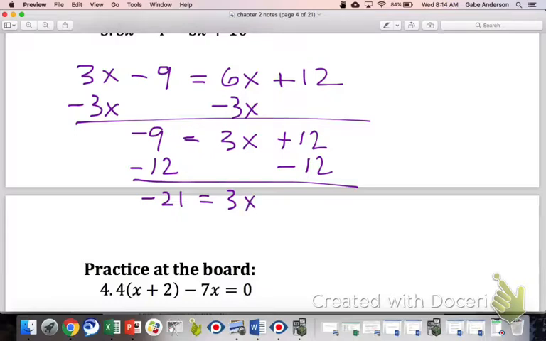And my final step would be to try to get rid of the 3, and I could do that by doing what? Dividing. That's right. So divide by 3, divide by 3. I end up with x is equal to, bless you, negative 7.